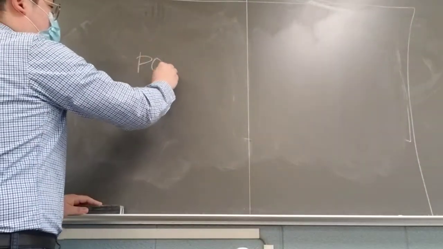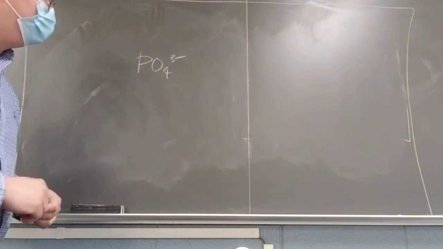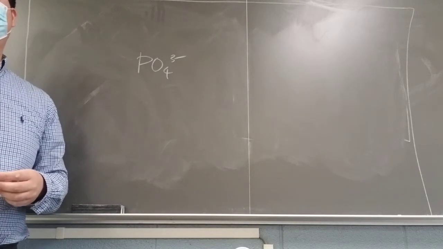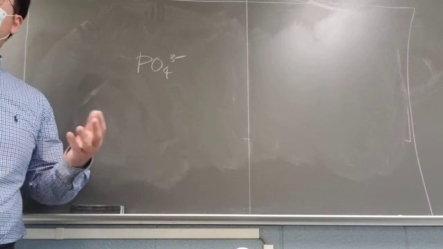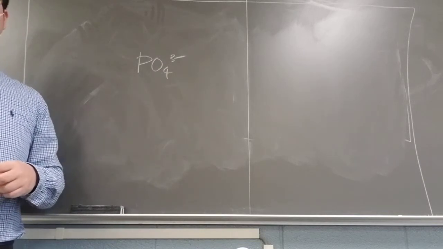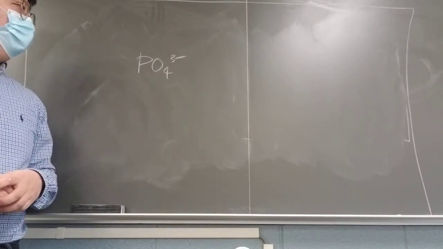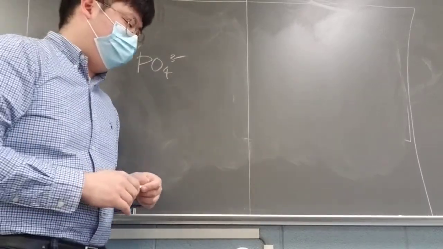Okay, can you guys try this one now? Phosphate. The phosphorus is group 5. And it now has 3 additional electrons on it. Obviously, it also goes to the oxygens, out of 4 oxygens. Okay?